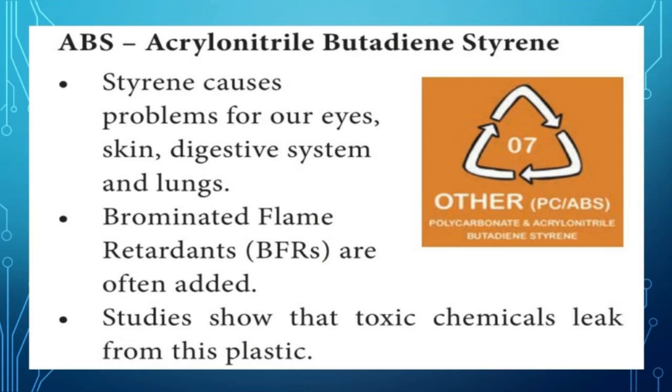ABS, acrylonitrile butadiene styrene. Styrene causes problems for our eyes, skin, digestive system, and lungs. Brominated flame retardants, BFRs, are often added. Studies show that toxic chemicals leak from this plastic.